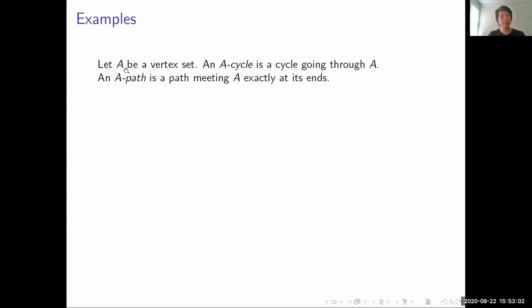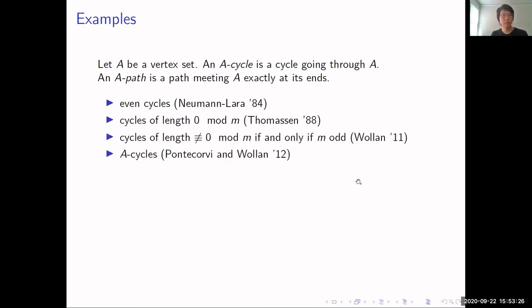Given a vertex set A, an A-cycle is just a cycle that goes through A, and an A-path is a path meeting A exactly at its endpoints. So both endpoints of the path have to be in A, and no internal vertex can be in A. And also, I forgot to write here that an A-path has to be non-trivial. It can't just be a single vertex in A. Okay, so here's a bunch of results for cycles.